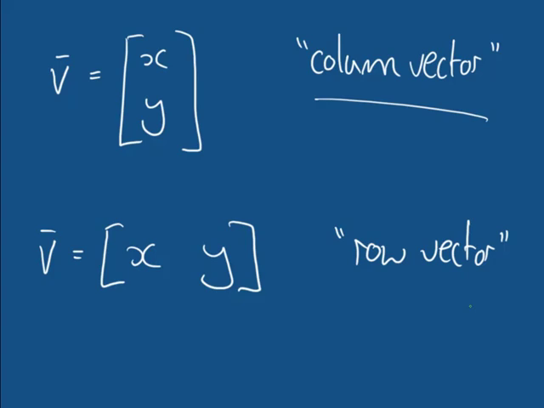They're just two different ways of writing the exact same thing, and if you see a vector written in either form, it's just a vector. You know that it has, in this case, two components, and you know the order of the components based on either top to bottom or left to right.